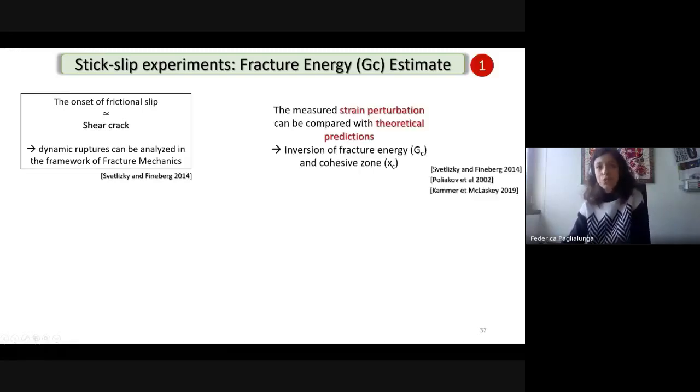So what we did was to compare the strain perturbations induced by the passage of the rupture front with the theoretical predictions coming from both linear elastic fracture mechanics and the cohesive zone model, as was done again by Fineberg's group and Cameron McCluskey.